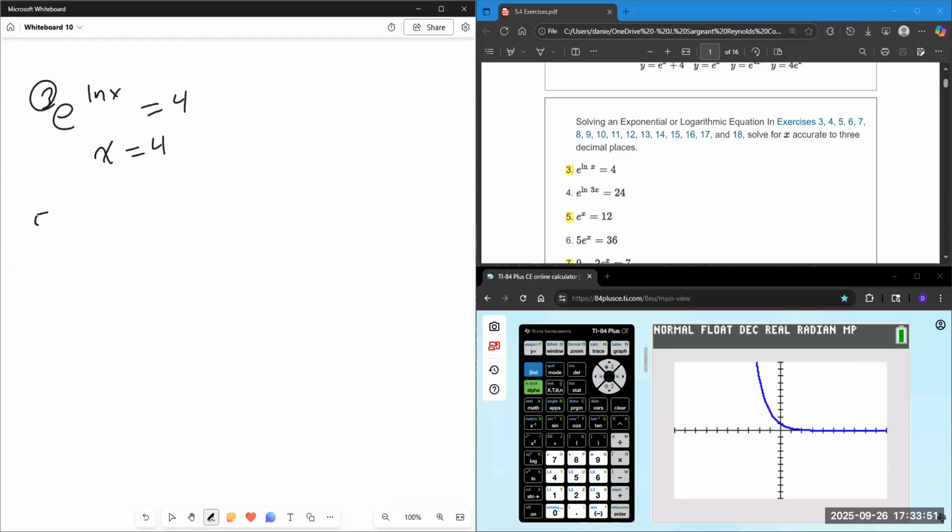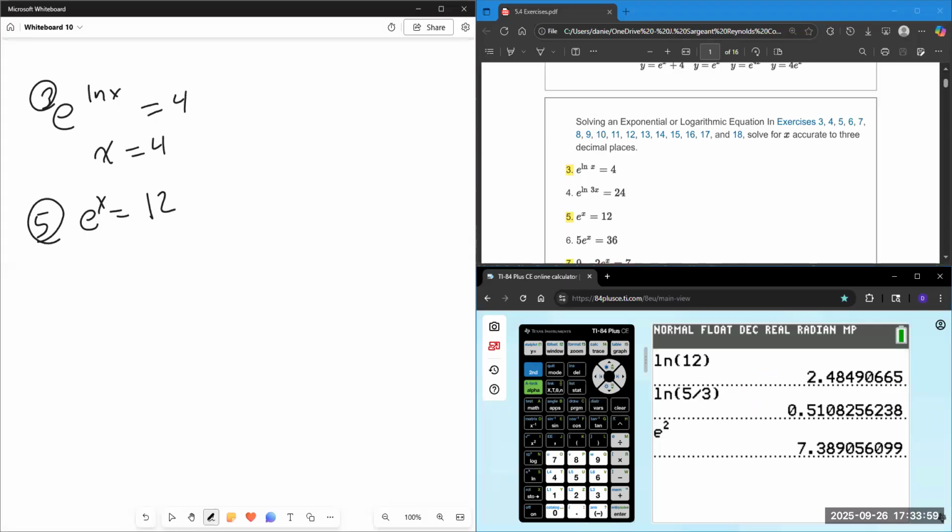Number 5, e to the x is equal to 12, and I'm going to take the natural log of both sides. And so, again, because these are inverse functions, this will become x, and x is exactly equal to ln of 12. And when I approximate that to 3 decimal places, 2.485.